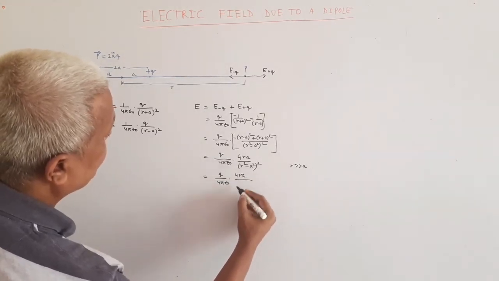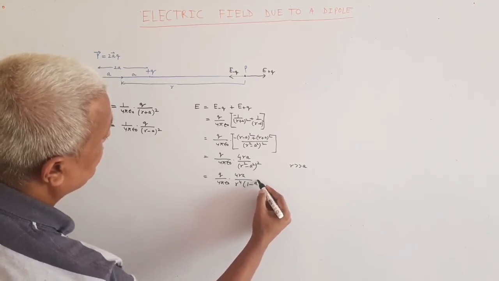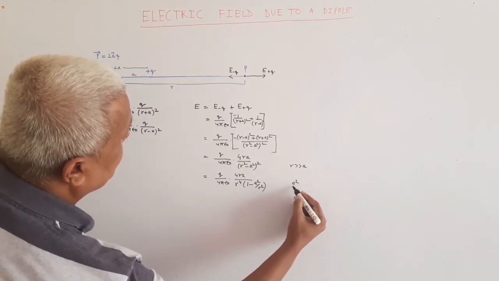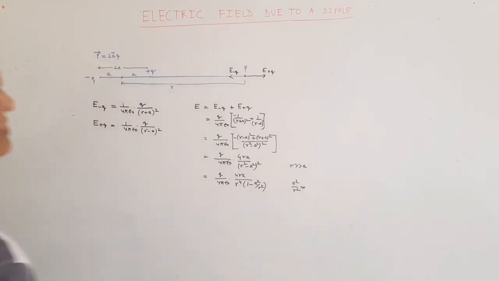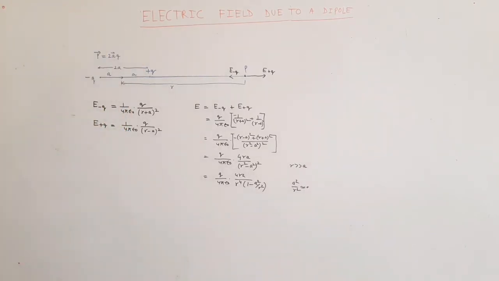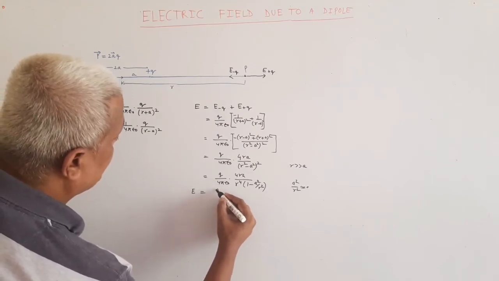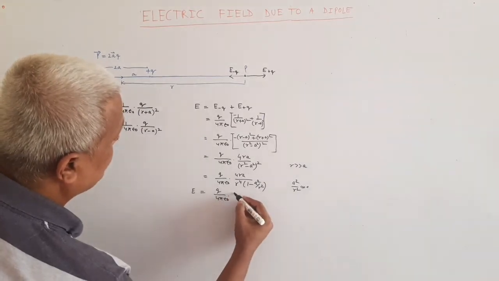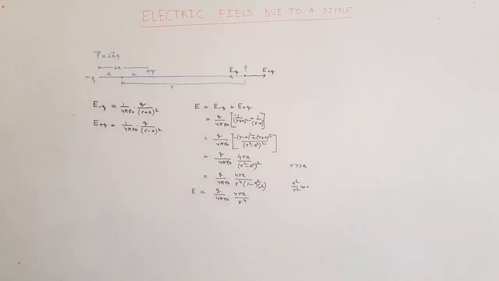4RA. If I take R square common, this will become R to the power 4 times (1 minus A square over R square). So A square upon R square will be so small that we can ignore it. So we are taking it as kind of 0 or close to 0. Then our expression E will become Q over 4 pi epsilon naught, 4RA upon R to the power 4.